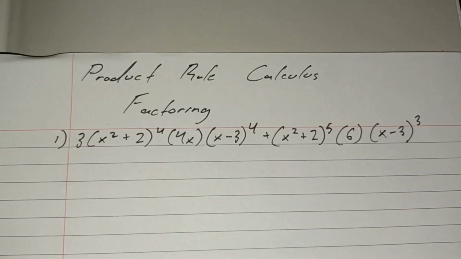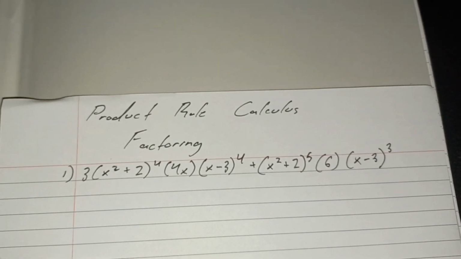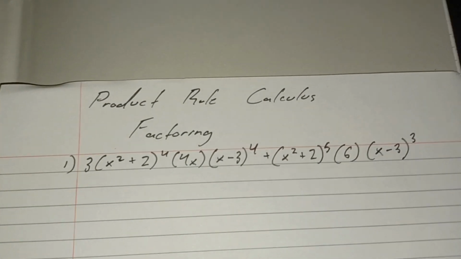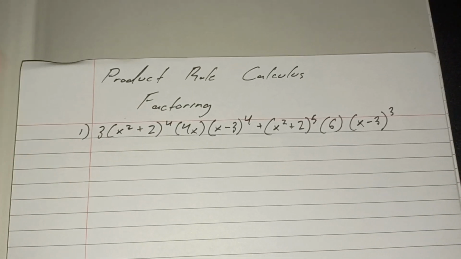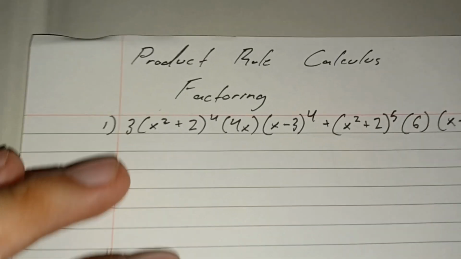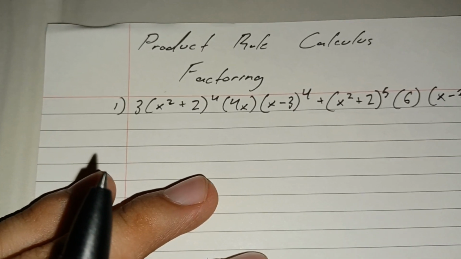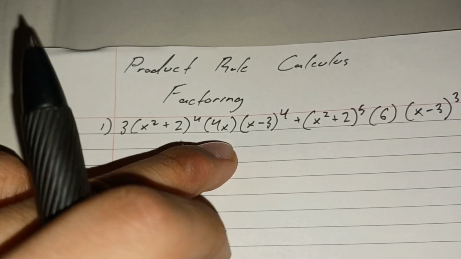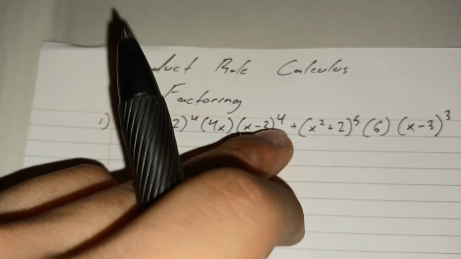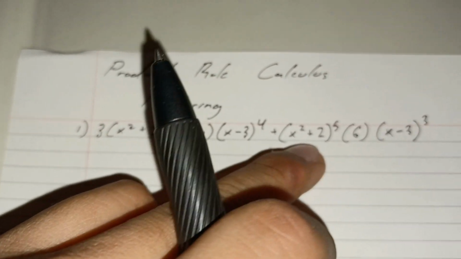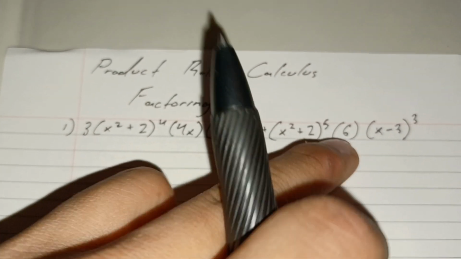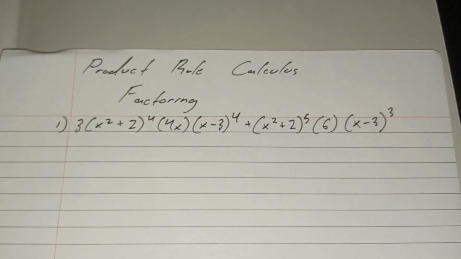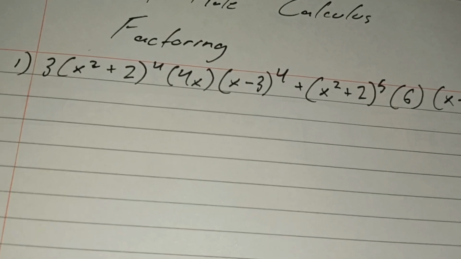I'm not going to go into the very nitty-gritty details because I'm going to assume you already know basic algebra factoring. So just apply those rules to this and you've got it. The first example we have is 3 times (x squared plus 2) to the 4th power times 4x times (x squared minus 3) to the 4th power, plus (x squared plus 2) to the 5th power times 6 times (x minus 3) to the 3rd power. So we have it right there.